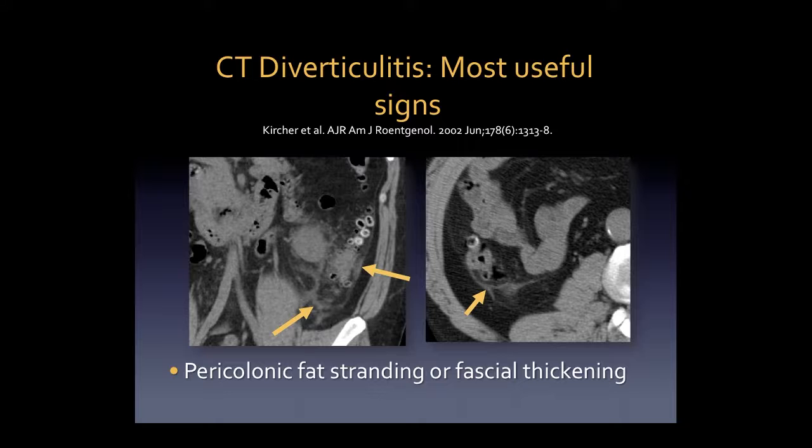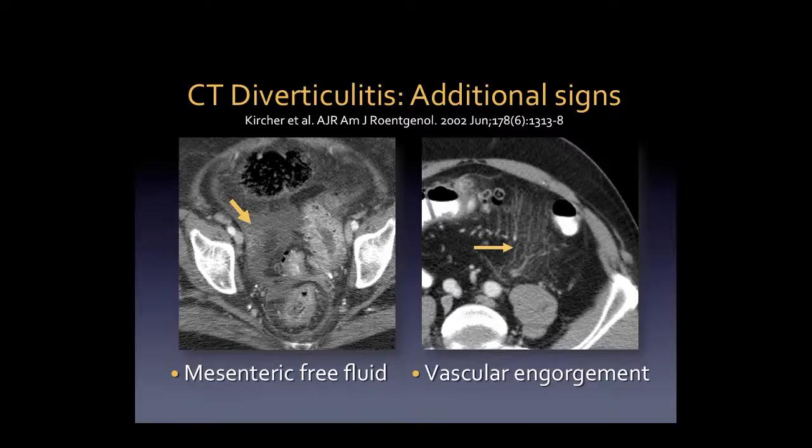Pericolonic fat stranding or fascial thickening, both good supportive signs of the diagnosis, very common. And then some less common signs of inflammation that we still see in a number of cases and can be helpful: mesenteric free fluid or engorgement of the vasa recta.